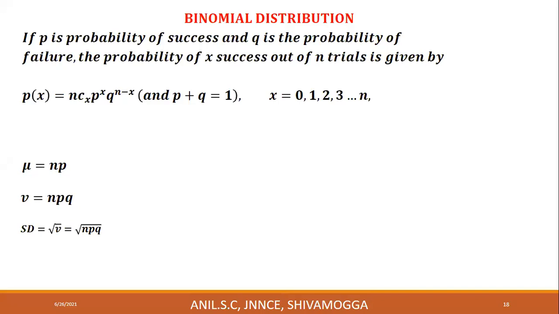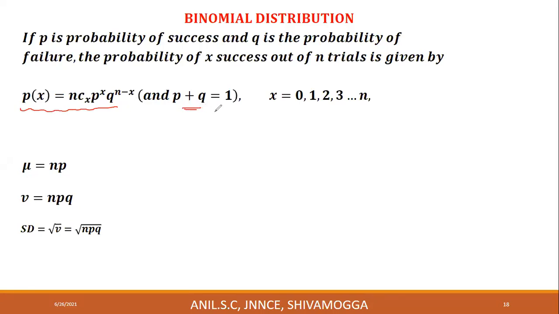This is the first one, binomial distribution. If there are only two possibilities, success and failure, then we use a binomial distribution. If P is the probability of success and Q is the probability of failure, the probability of X successes out of n trials is given by P of X is equal to nCX into P power X into Q power n minus X, where P plus Q is always equal to 1.